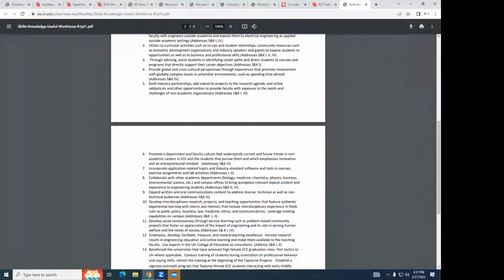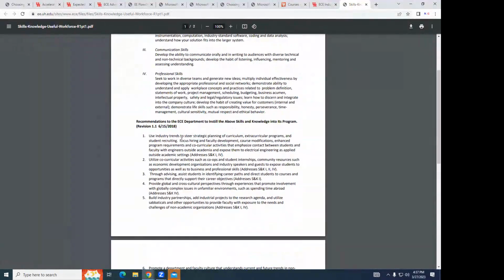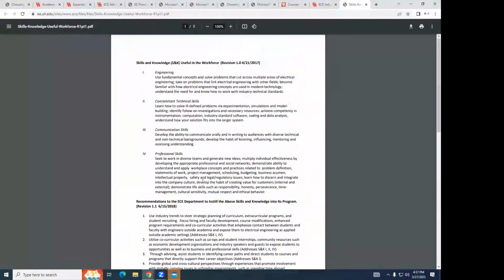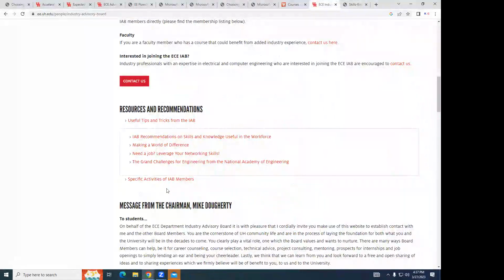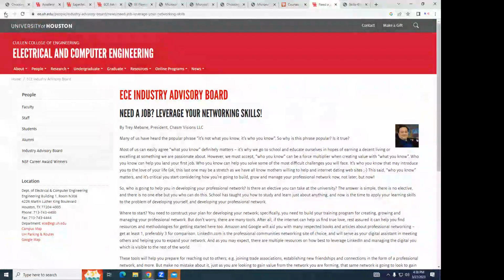And we've taken many of these recommendations. Some of them are not completely actionable, or it's hard to know how to act on them. But many things we took their recommendations. So this is a useful thing to have. I haven't even looked at these. Leverage your networking skills. Oh yeah, Trey Mabane was retired from the board, but he was a real networking guy. Networking as in talking with other people. I don't mean networking, right? So yeah, take a look at that.